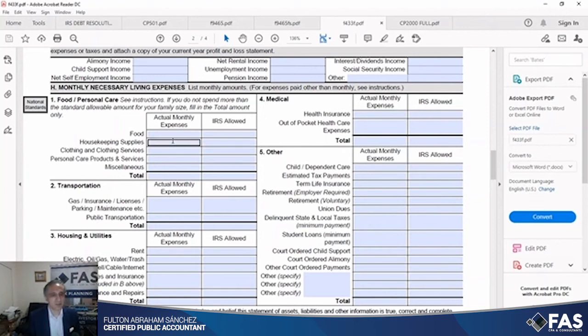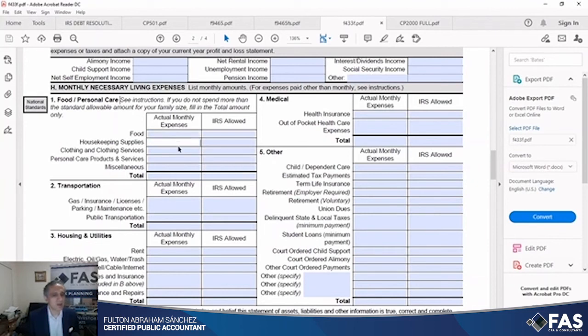And for example here, to each one of these lines, I have to put the amount that I have, my amount, and the amount that the IRS has allowed. There is an amount the IRS has allowed. As I said before, you click here National Standards. This National Standard will give you all the amounts that the IRS has allowed.